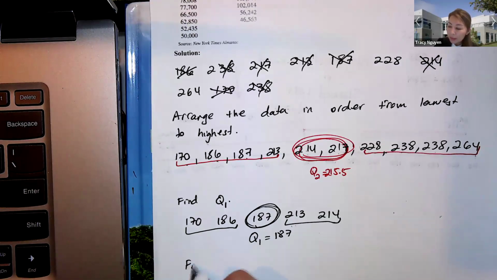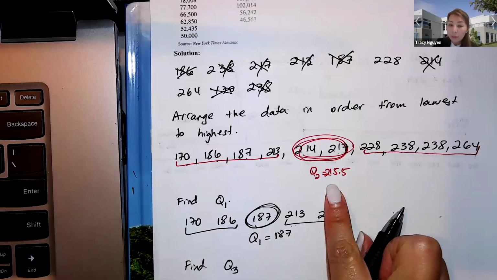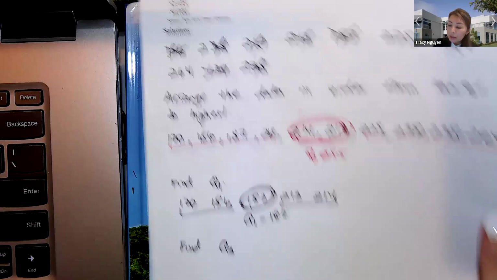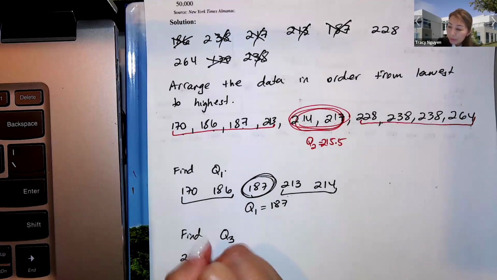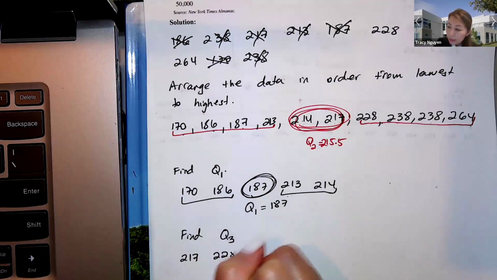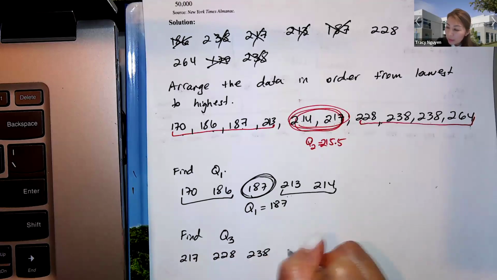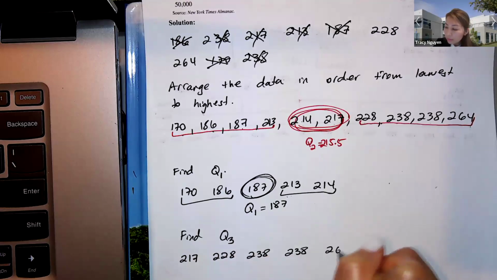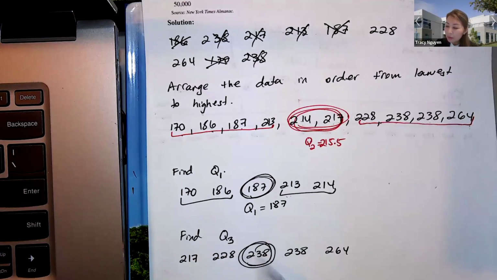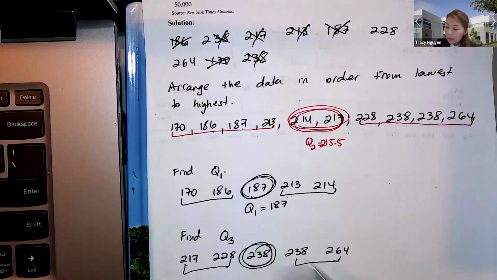Then we're going to find Q3. We're going to take all the data values that fall above 215.5. So above 215.5, we have 217, 228, 238, 238, and 264. So we see that we have 5 data values. That leaves us with one in the middle here. This is our value for Q3.